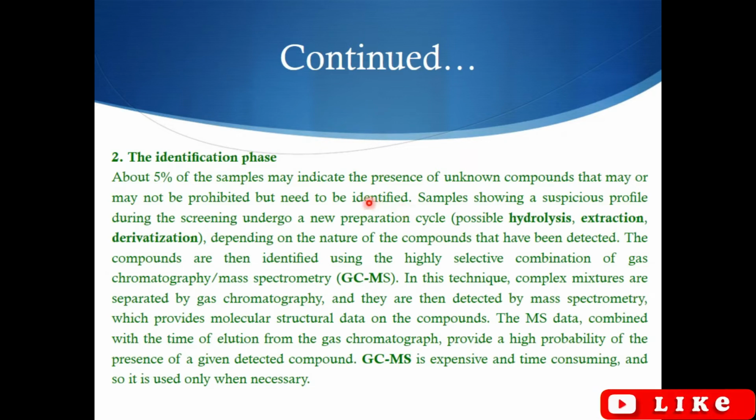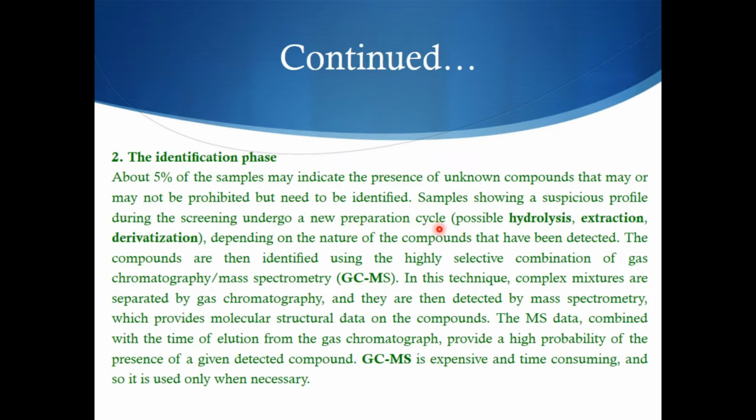In a normal urine sample, the major component is urea, for example. So if the urine sample contains unknown compounds, these unknown compounds may be allowed or they may be prohibited, but they need to be identified. Samples showing a suspicious profile during the screening undergo a new preparation cycle.